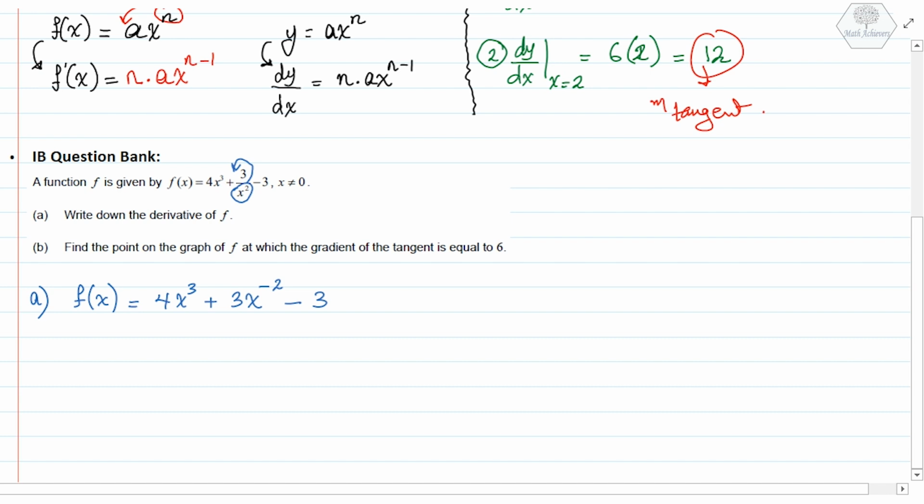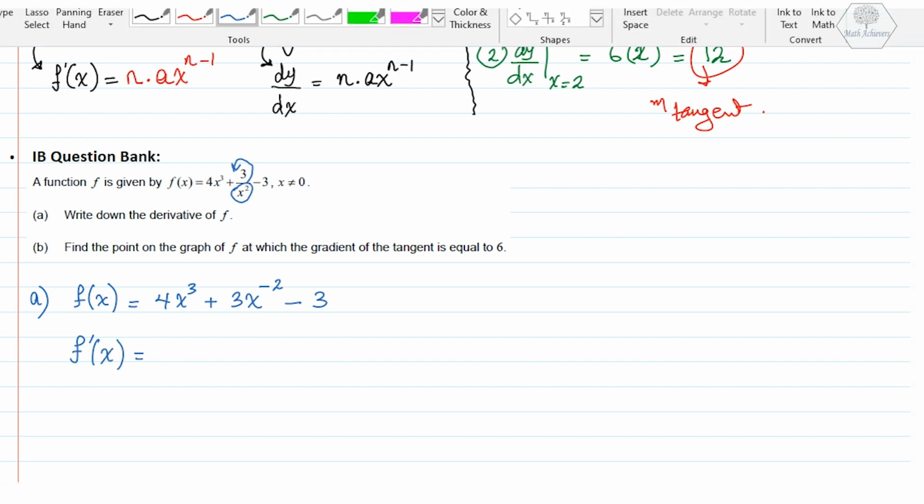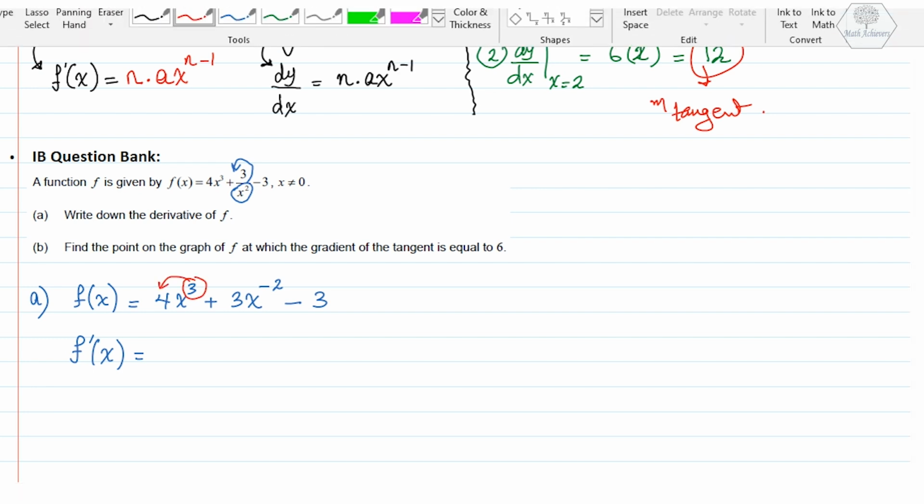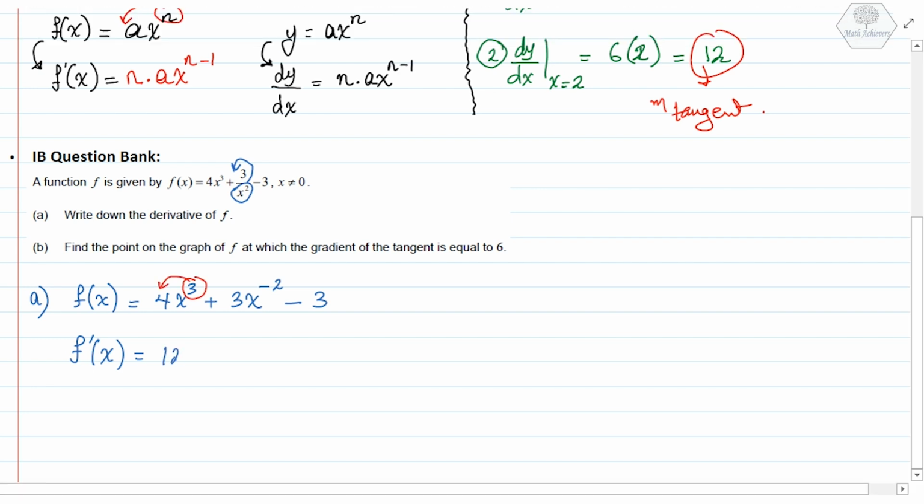Now I need to derive. So now f prime of x is equal. I get the 3 down. I multiply the 3 times the 4. So it becomes 3 times 4, 12. And the 3 minus 1 gives me 2. So 12x squared. Now minus 2 times 3 gives me minus 6. x to the power of minus 2 minus 1 gives me minus 3. And the constant, we cancel it out because the derivative of a constant is always equal to 0.